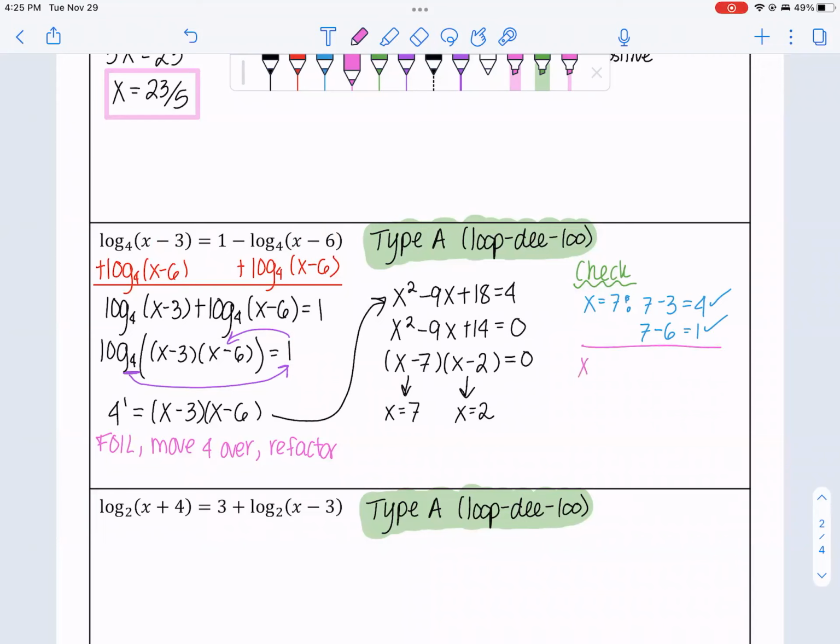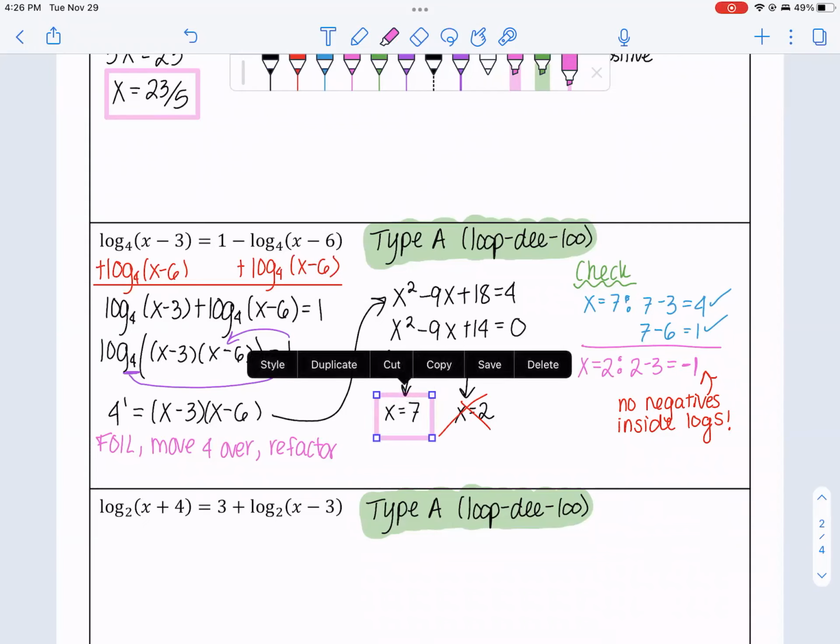Checking the next one, 2. 2 minus 3, plugging it into this first factor here, that's negative 1, and we cannot have a negative on the inside. It also fails over here, but we didn't even need to go that far. No negatives inside of log. So if you were to plug 2 into this entire equation, you would get negatives inside of logs, and we can't have that. So 2 is not an answer, but 7 sure is. So we will keep it, and it is our only answer. Bam.